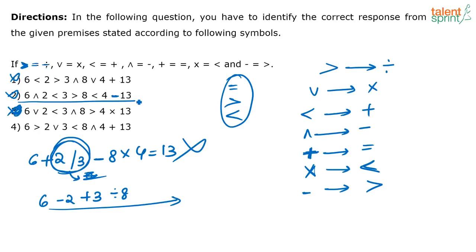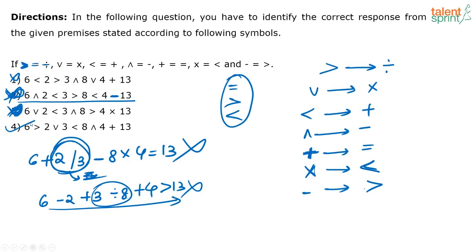So you have to check it again. If that was not there, I could have omitted this option, but here I have a greater than symbol. This minus represents greater than, so you still have to check that. If you do that, what do you get here? Less than is plus 4, greater than 13. You have to check if this is correct. So you have 3 by 8, 6 minus 2 is 4. Again, it's not true. Definitely not greater than 13, it does not follow. In the same way, check for option 3. Option 4 will be correct.